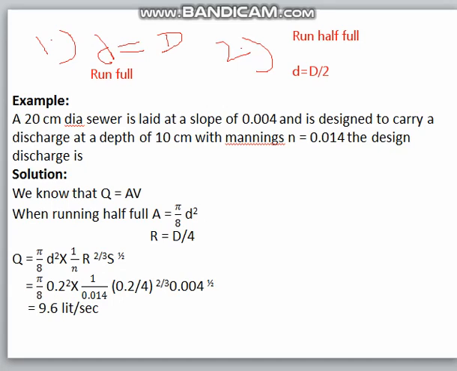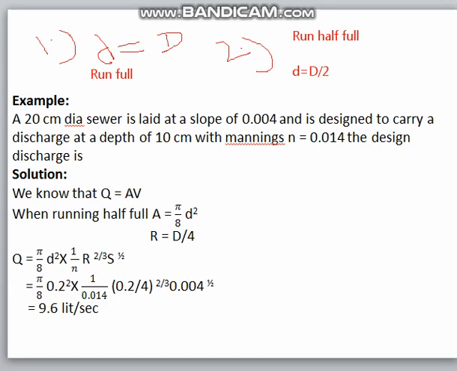For a sewer of given diameter and slope, the velocity of flow is the same whether the sewer is running full or half full, but the discharges are different. You have to understand this. Discharges are different even when the diameter and velocity of flow are the same. Let us do one problem so that we can clearly understand.